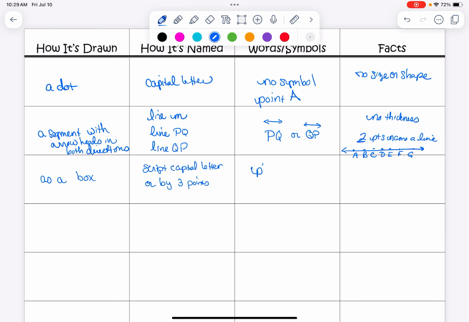So plane K, plane BCD, again, those capital letters. There's no symbol for a plane. And as far as facts go, it has no thickness, but it has 2 dimensions. Like a line, there's no thickness.